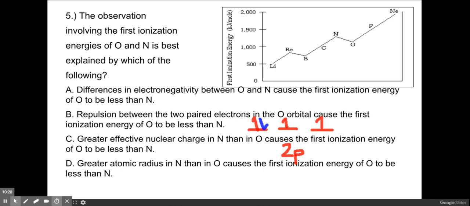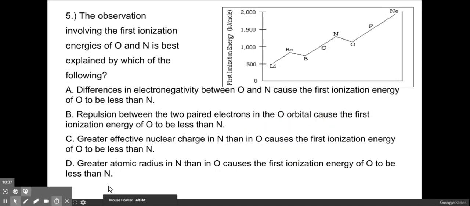Now let's look at why A, C, and D are not our best choices, okay? After I erase that, okay. So differences in electronegativity between oxygen and nitrogen cause first ionization energy of oxygen to be less than nitrogen. Well, let's just state here, electronegativity doesn't have anything to do with first ionization energy. Electronegativity is how strongly an atom, when it is covalently bonded to another one, attracts electrons in that covalent bond to itself. Well, we're not talking about bonding here at all, so electronegativity is out.